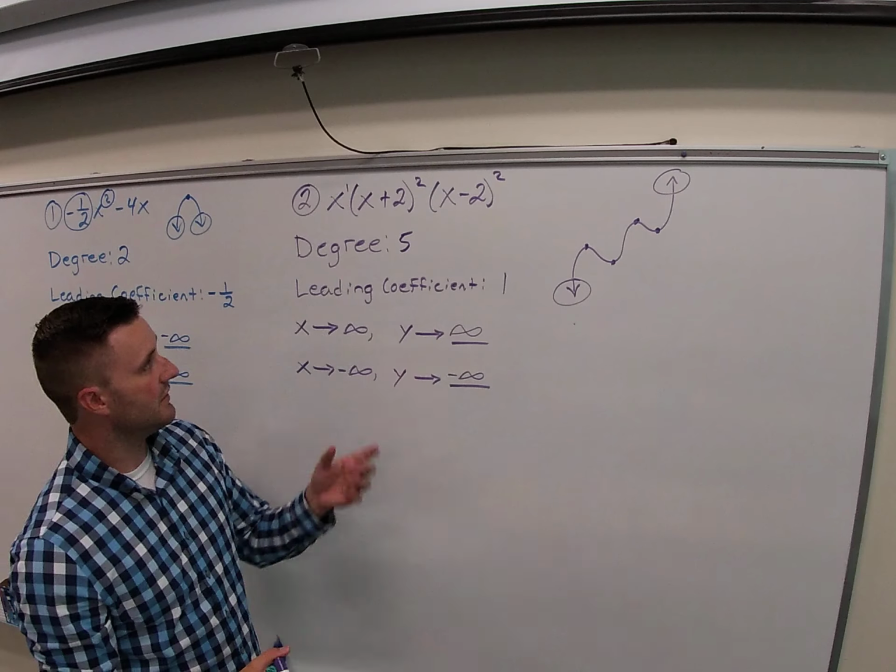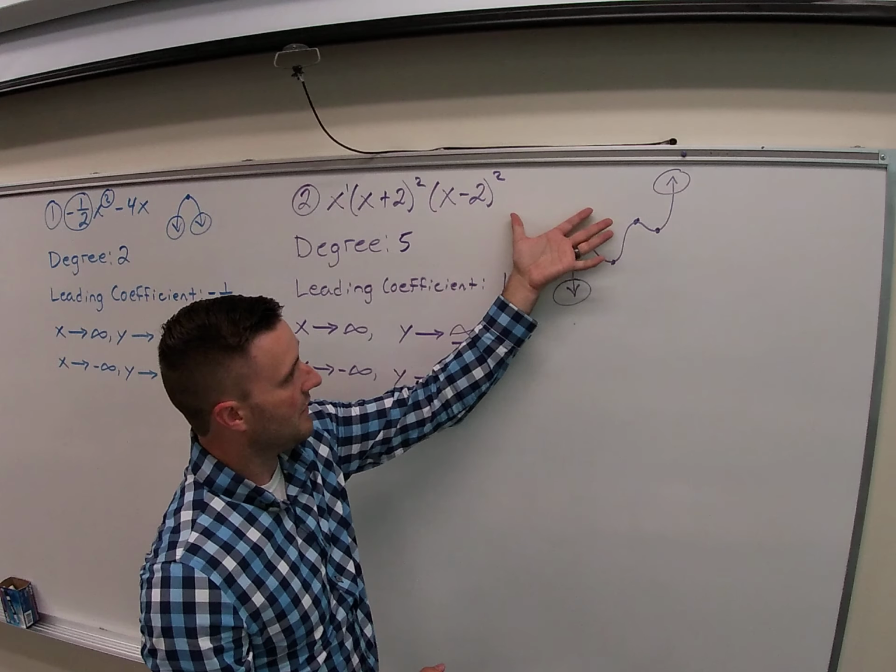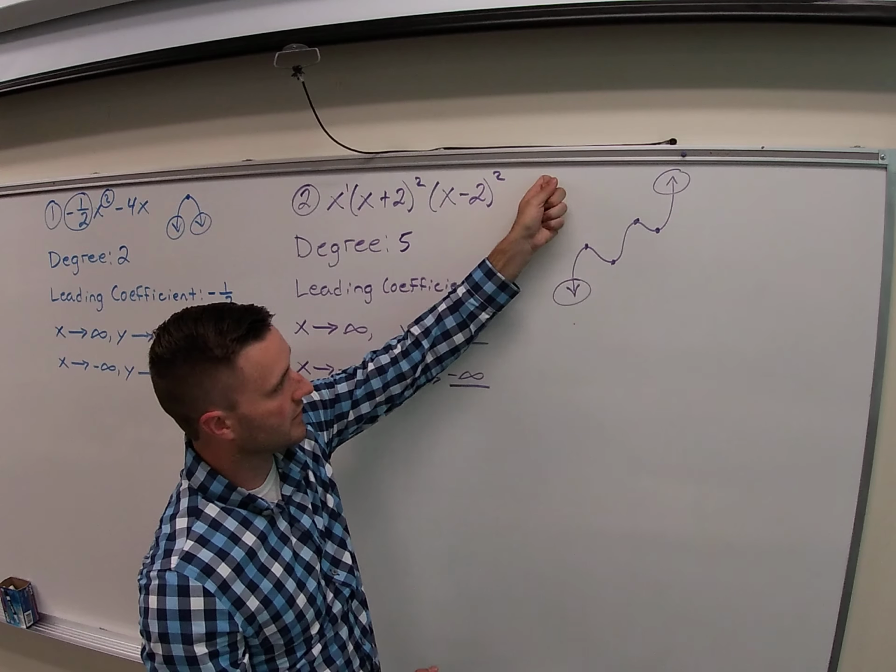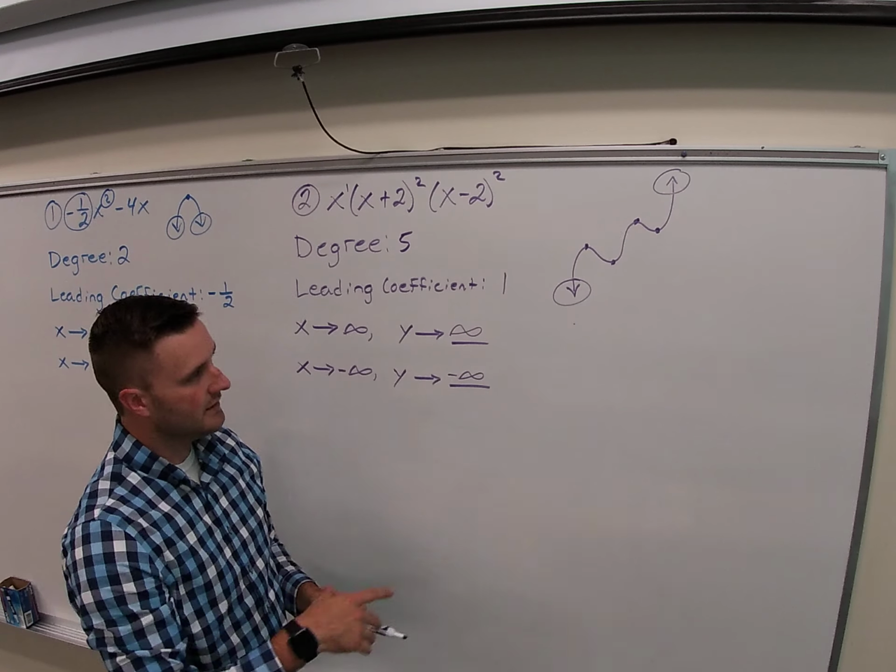Now, if this were flipped, if this were a negative out in front, then that would reflect over the x-axis and it would start in the top left and end in the bottom right.